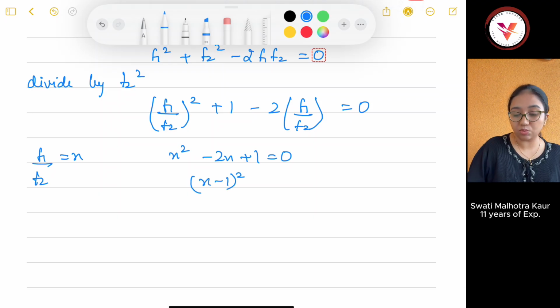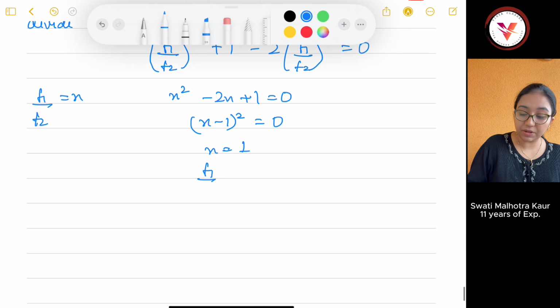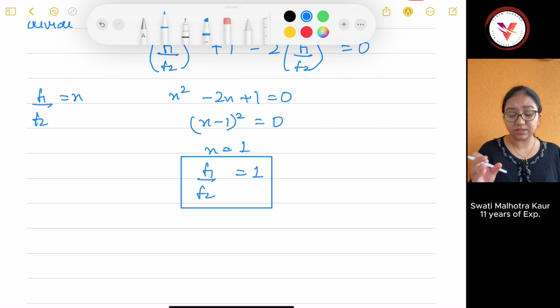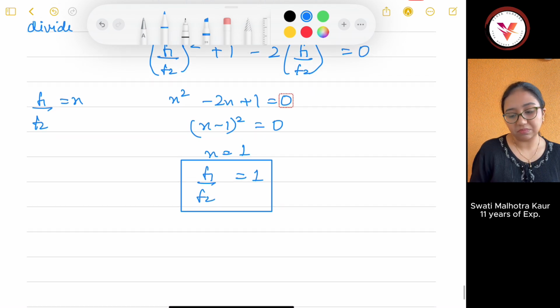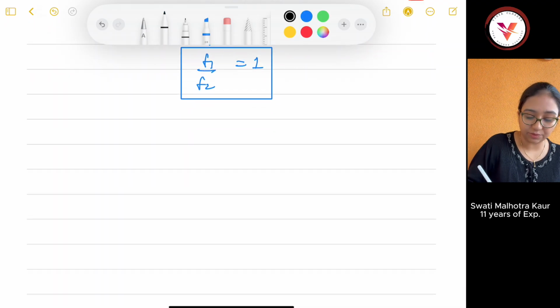So from here x is equal to 1. x is F1 by F2. So your F1 by F2 is simply 1. Okay, so it's simple maths. One or two formulas and a complete maths. So if you're good with that, this topic is very easy for you.